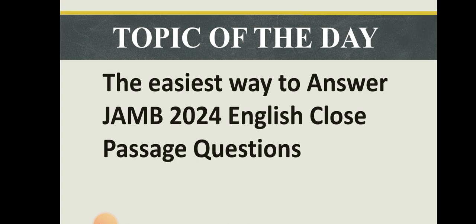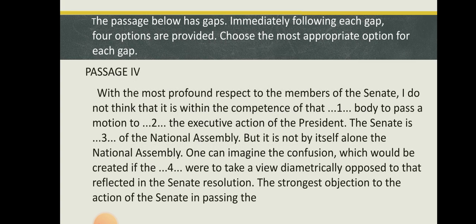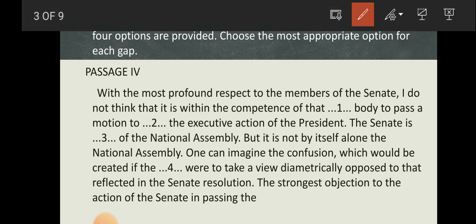First and foremost, we'll be looking at this passage together. We have the passage below and we have the questions. The passage below has gaps. Immediately following each gap, four options are provided. Choose the most appropriate option for each gap. Remember, what we are talking about is the easiest way to answer Jamb UTME close passage questions.